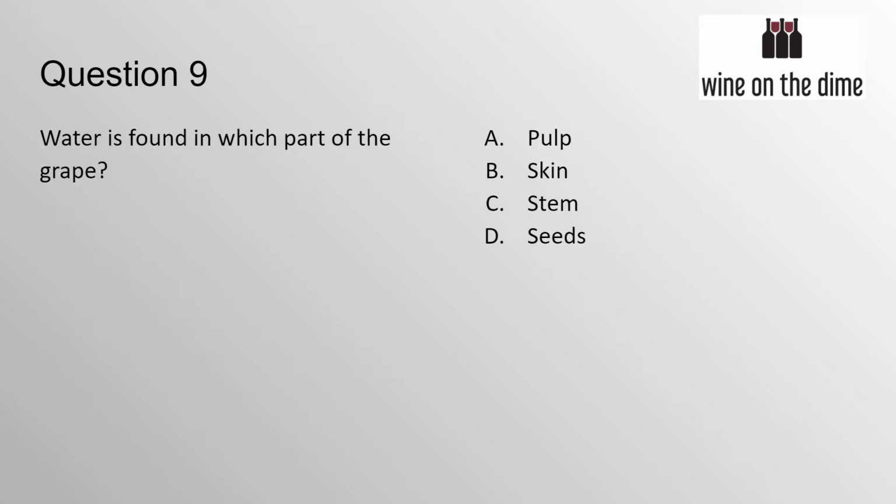Question number 9. Water is found in which part of the grape? The pulp, the skin, the stem, the seeds?